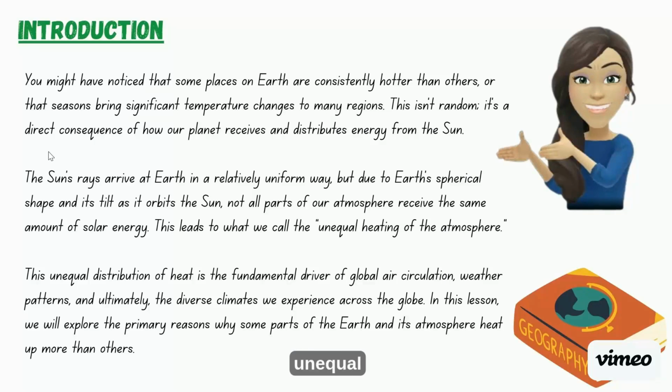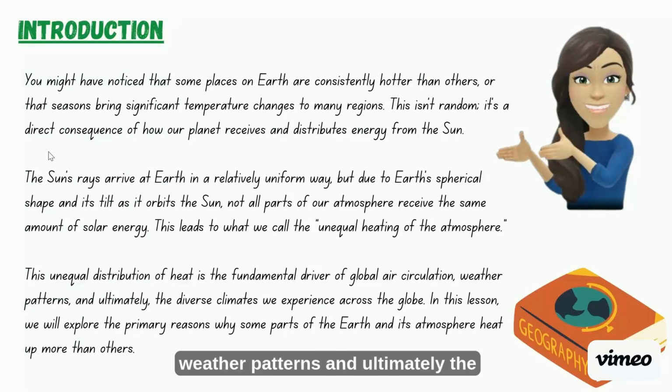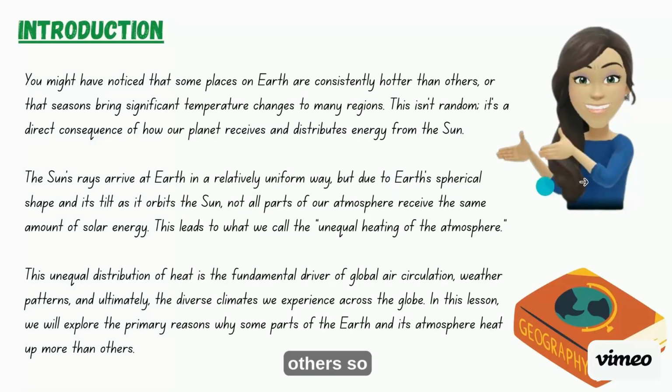This unequal distribution of heat is the fundamental driver of global air circulation, weather patterns, and ultimately the diverse climates we experience across the globe. In this lesson, we'll explore the primary reasons why some parts of the Earth and its atmosphere heat up more than others.